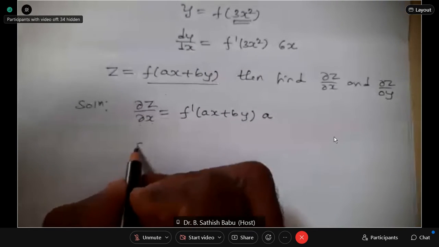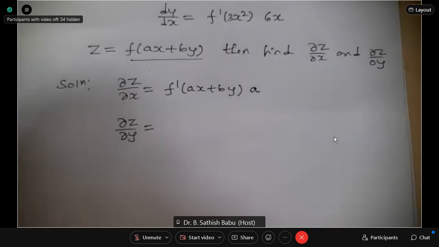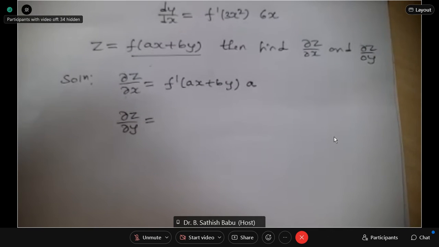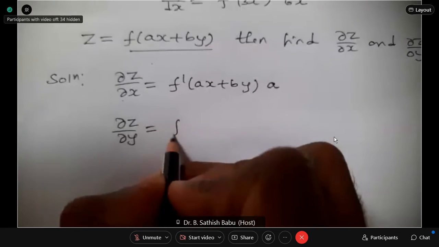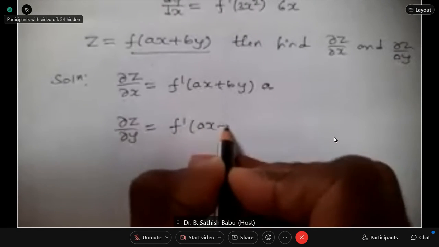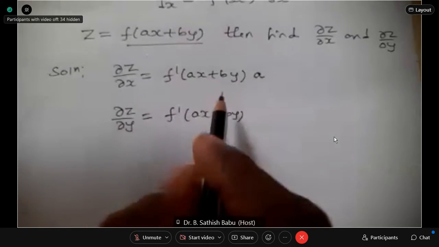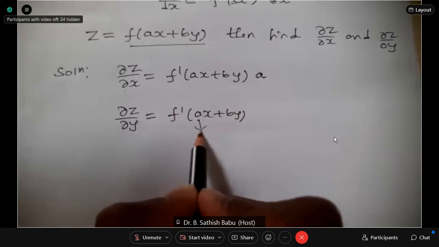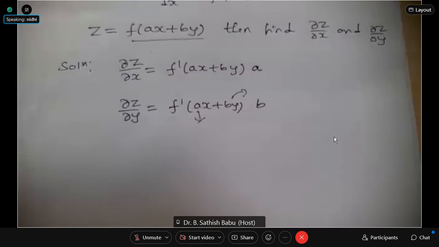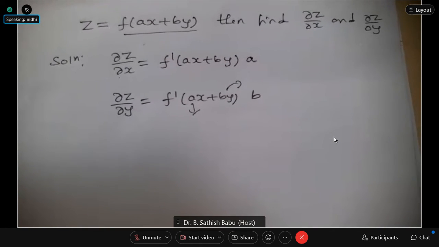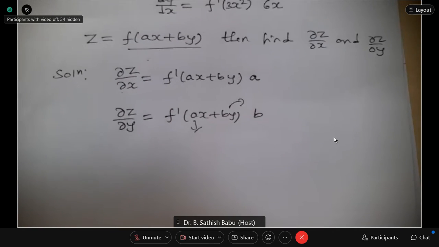Good. Similarly, can I try this differentiation with respect to y? Instead of a, there will be b. That's the only difference. It will become f dash of ax plus by only, but this time the differentiation is with respect to y. Therefore, when you differentiate the interior term, ax becomes 0, and by on differentiation gives you b. Is it correct? Yes, sir.